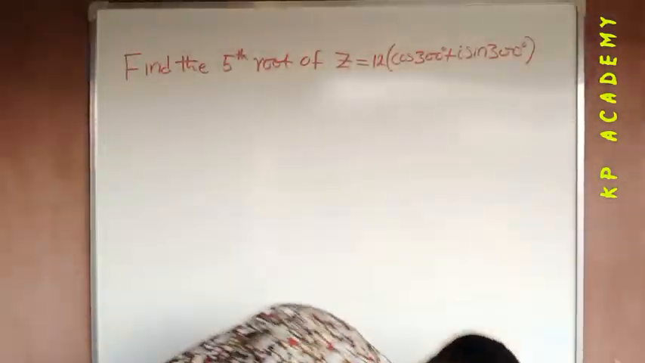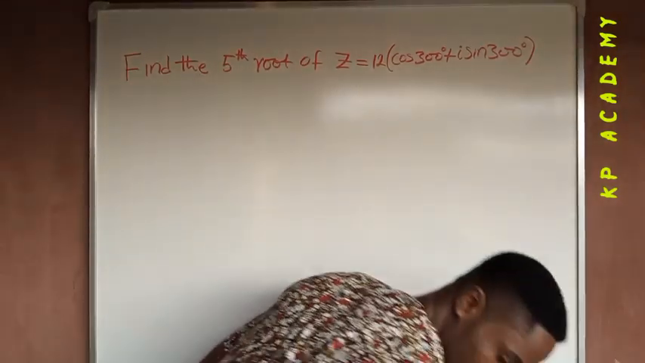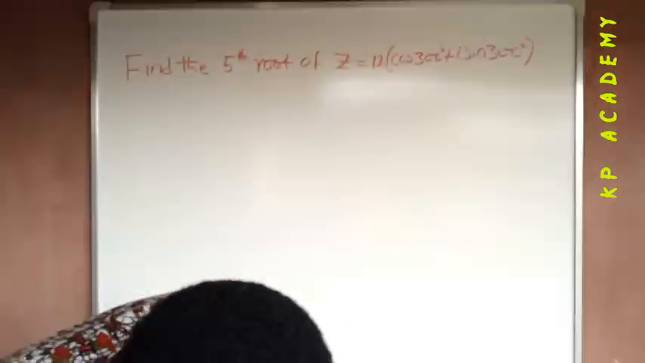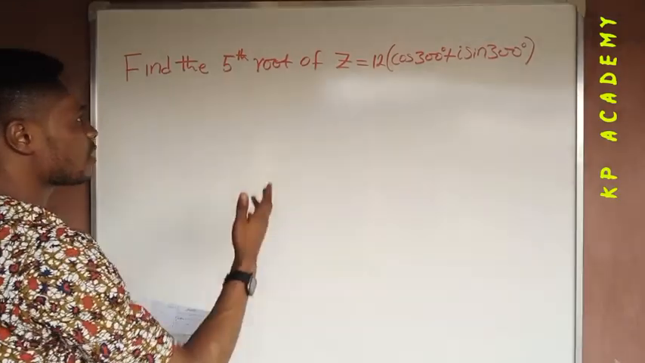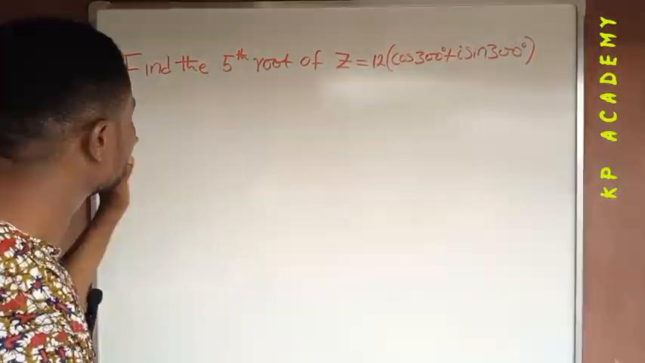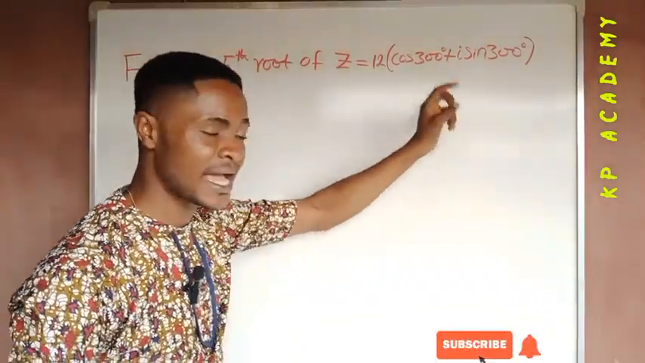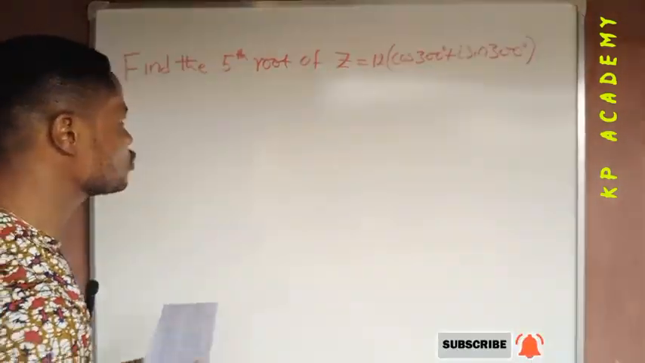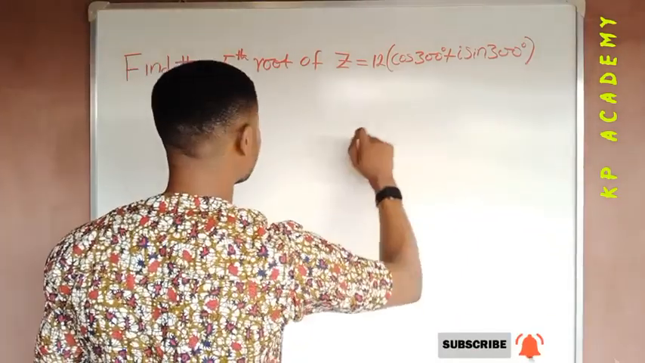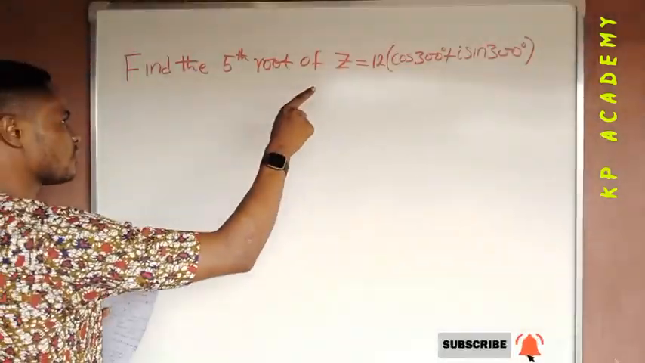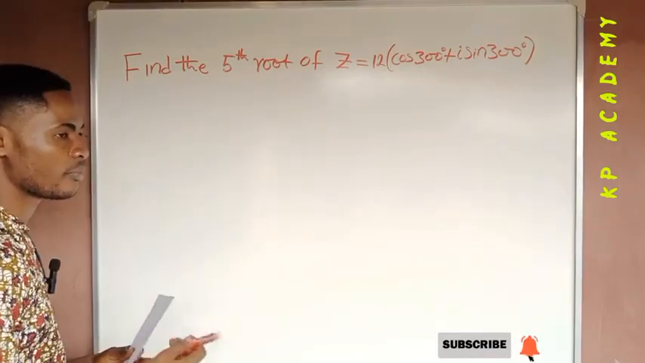In this part now, we're going to be solving this problem that says find the fifth root of z equal to 12 into cos 300 degrees plus i sine 300 degrees. First, I want you to understand that this is a complex number already in polar form. And now we are asked to find the fifth root of this complex number in polar form.